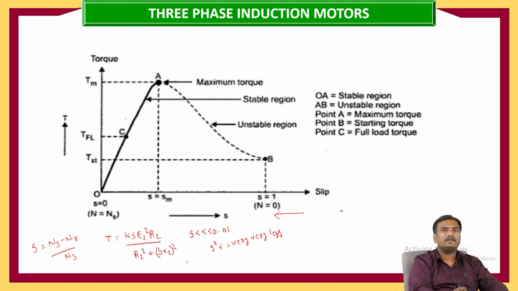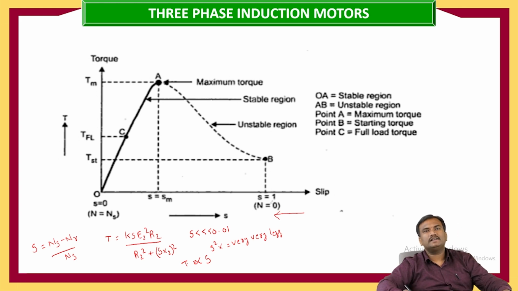So here we are going to have the equation which is proportional to S. Torque is proportional to S. When slip increases, torque increases. This is for low values of slip. When the slip increases, torque will increase. This is the stable region.